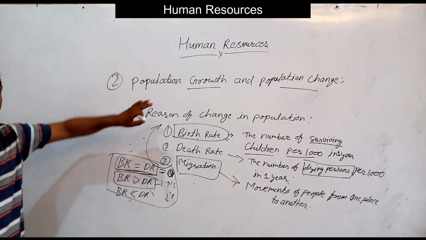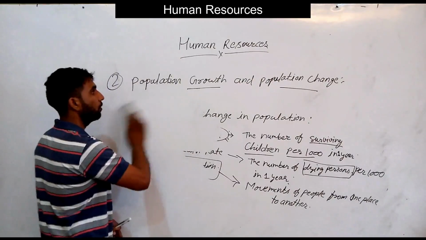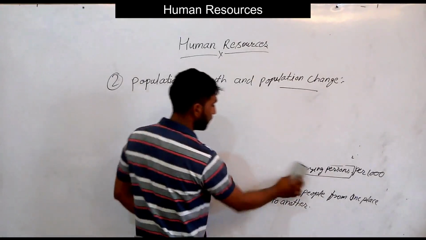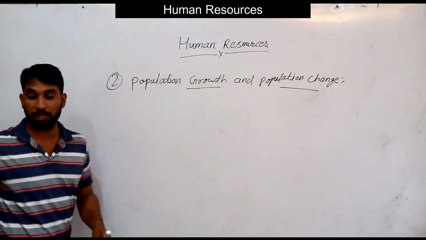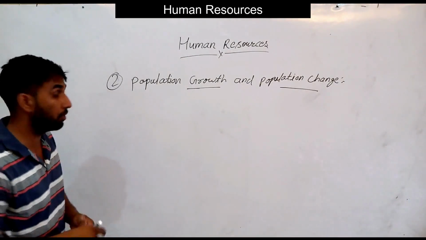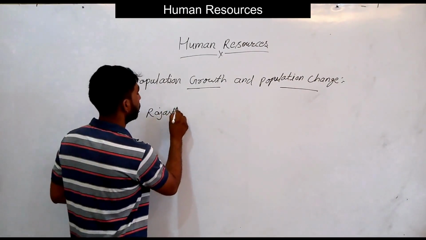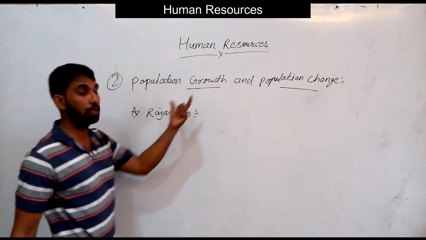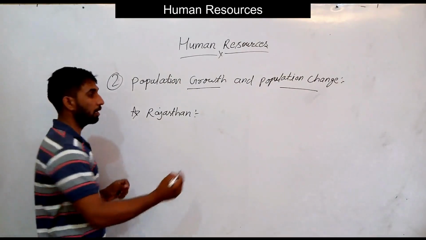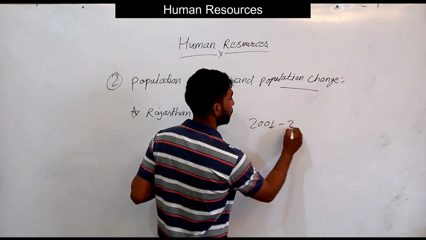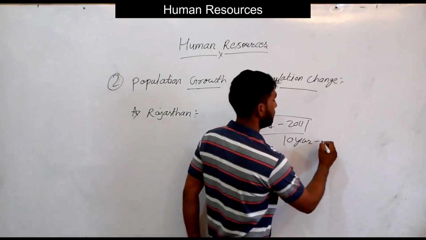Now we have discussed the Indian scenario. Now we focus on Rajasthan, the scenario of population growth and population change in Rajasthan. We discussed the distribution, size and density of population in Rajasthan. Now we will discuss Rajasthan's population growth and population change. Rajasthan has decadal growth. Decadal means a decade, 2001 to 2011, a 10 years time period.